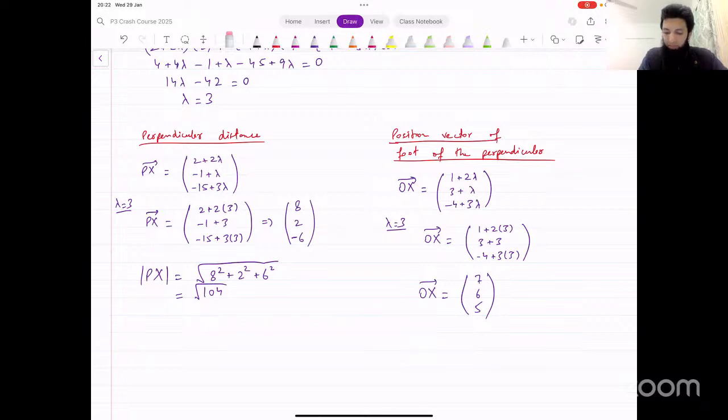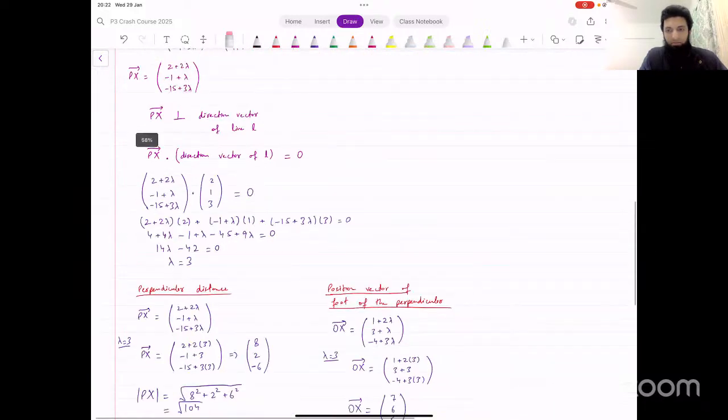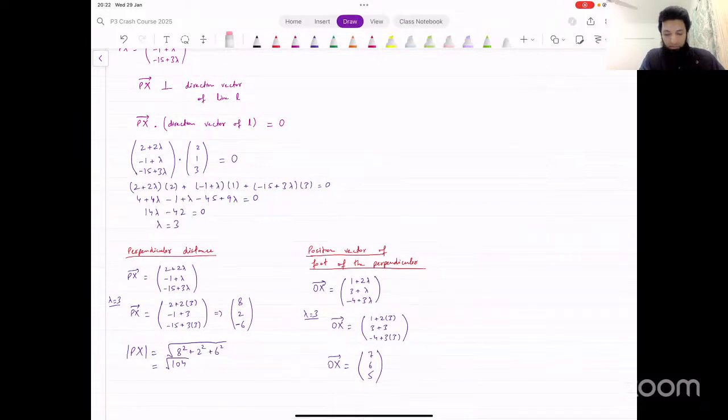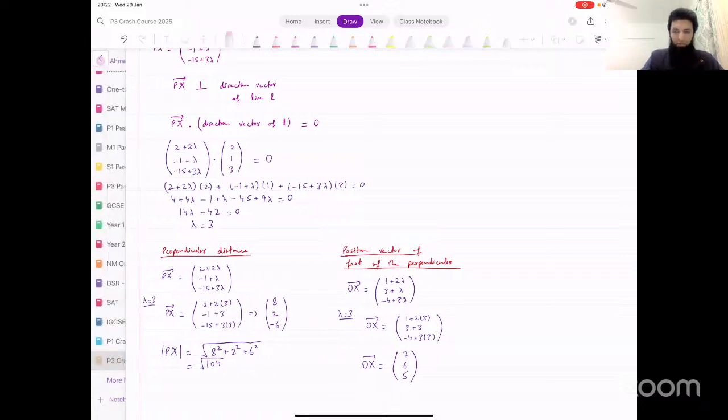Any problems with this? Any questions on this? Does this make sense to everyone? Any questions on any of these steps? Okay, so I hope that makes sense to everyone.